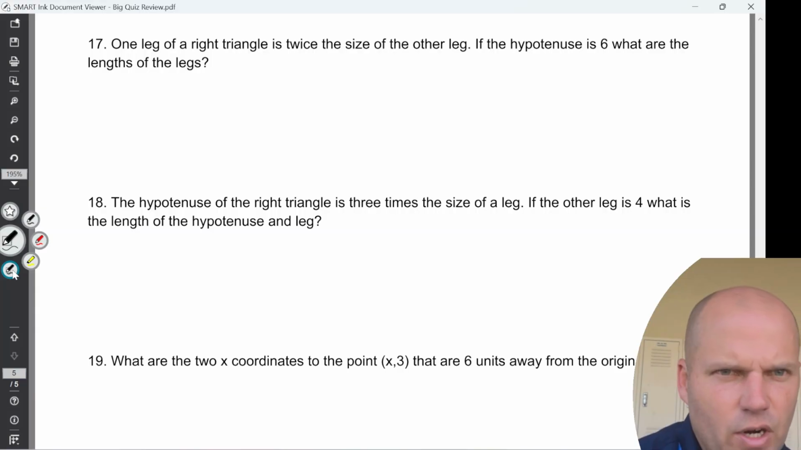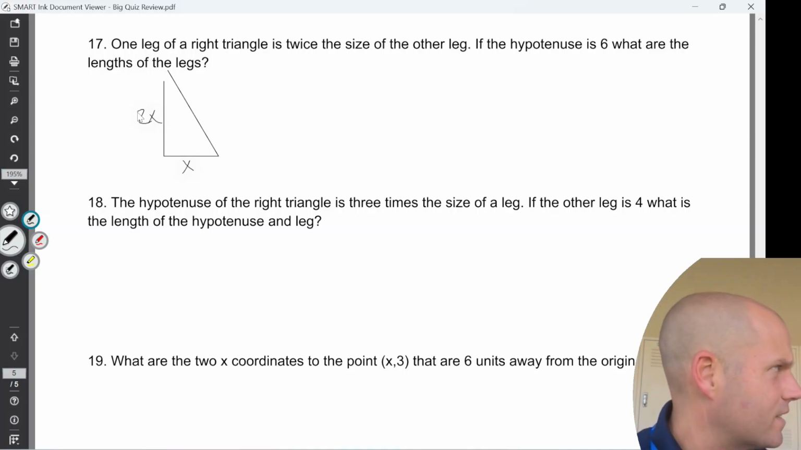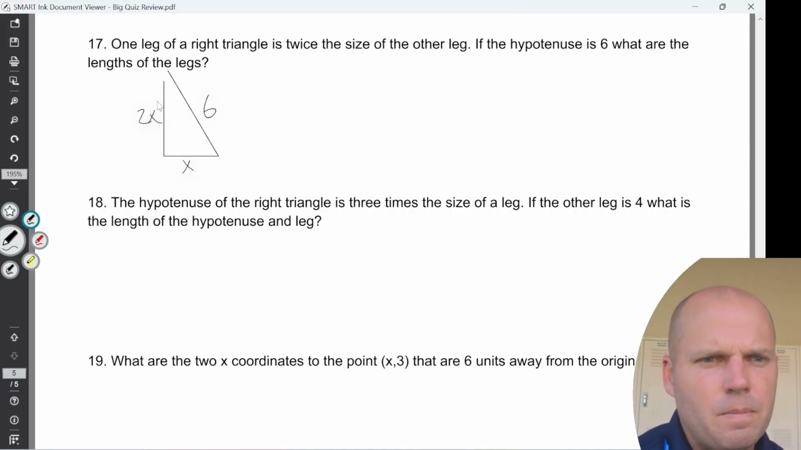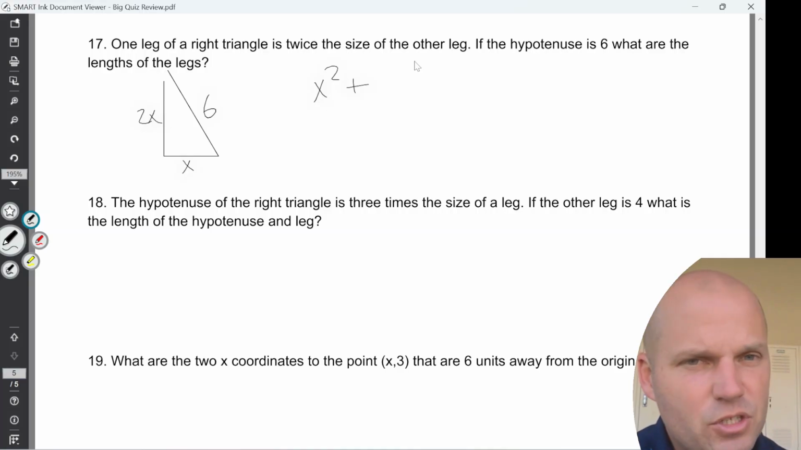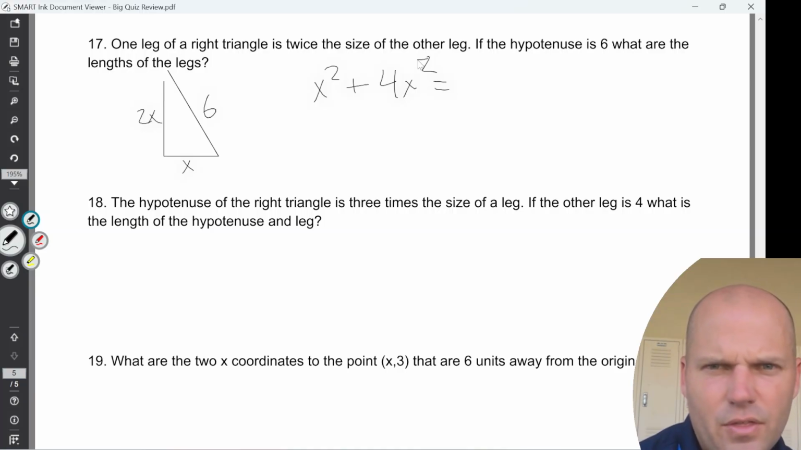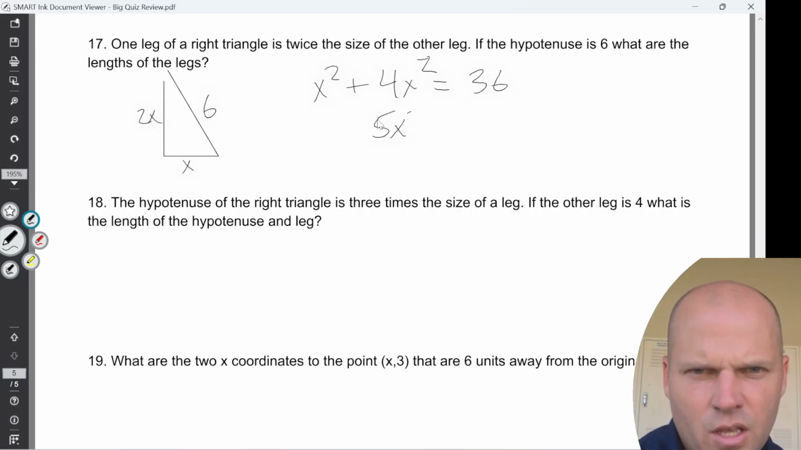One of the legs of a right triangle is twice the size of another leg. So if this is twice that, I say one is x, the other one is 2x. I say A is x, B is 2x, the hypotenuse is 6. We use the Pythagorean theorem, but A squared plus 2a squared, or 2x squared, 2x times 2x is 4x squared equals c squared. This one is tricky. I screwed up on this. I think I changed this to 10 on the actual quiz, but let's just go with it.